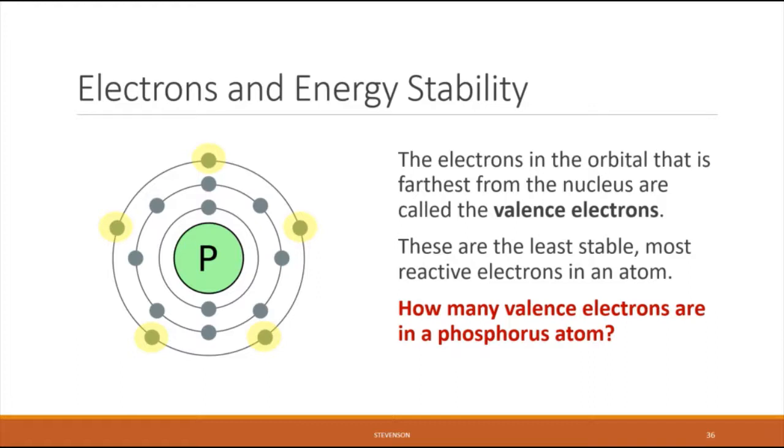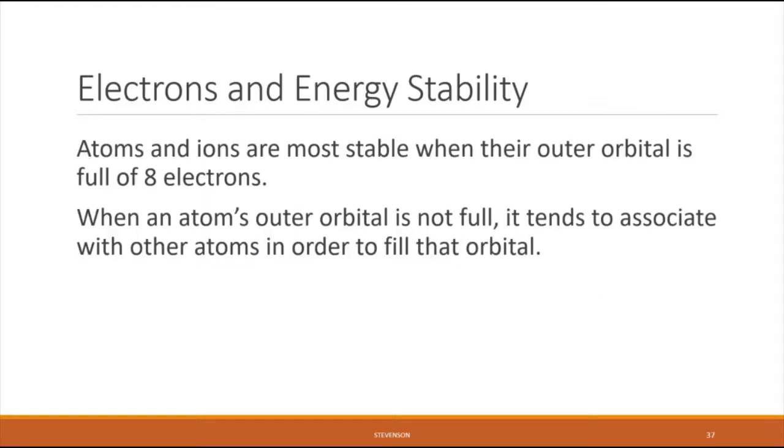But what unifies them is that all atoms and ions that we are concerned with are most stable when their outermost orbital contains 8 valence electrons. 8 is the magic number. 8 is the number of electrons that all atoms are in pursuit of. They all want 8 valence electrons in their outermost ring.